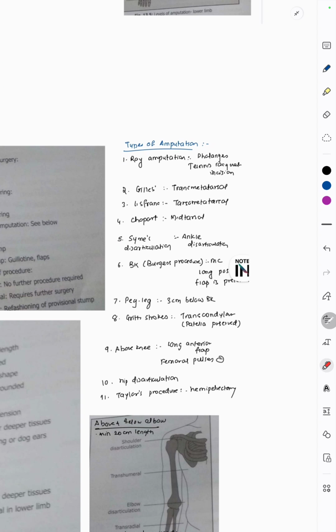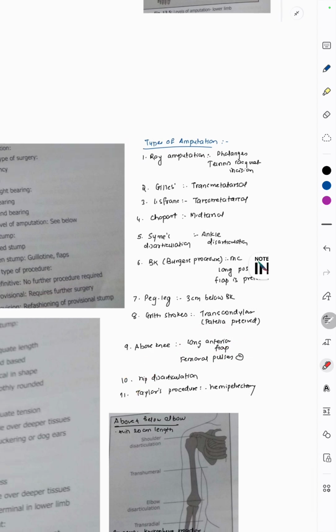Below knee is also called Burgess procedure. This is the most common. Then peg leg, that is 3 cm below the knee. Then Gritti-Stokes, it is done transcondylar where the patella is preserved. Above the knee amputation where long anterior flap is present. And hip disarticulation and Taylor's procedures where hemipelvectomy is done.